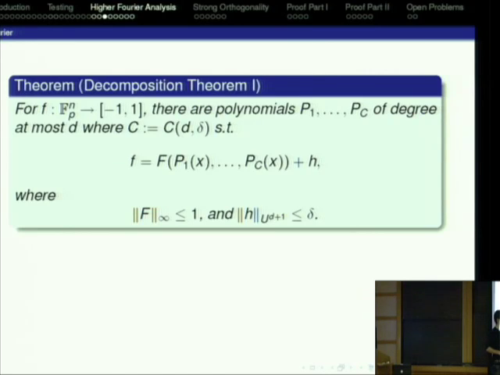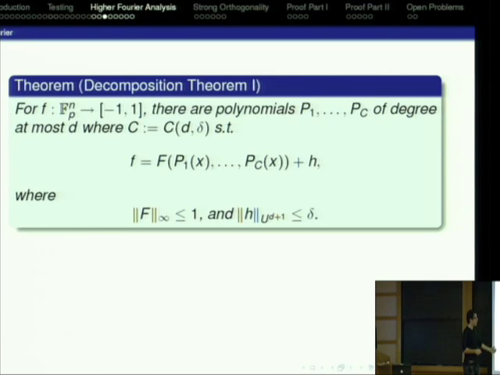Now, the h part is like random noise, or a very uniform part. Its U^{d+1} norm is bounded by delta. If you take delta to be small, that will be very uniform. And the first part also keeps the boundedness, so its L infinity norm is at most 1.